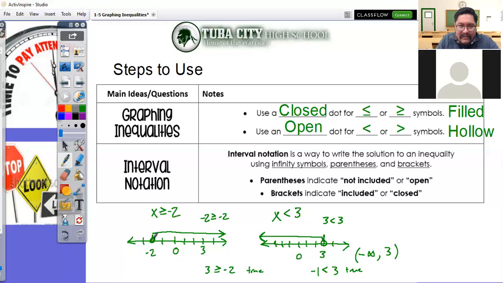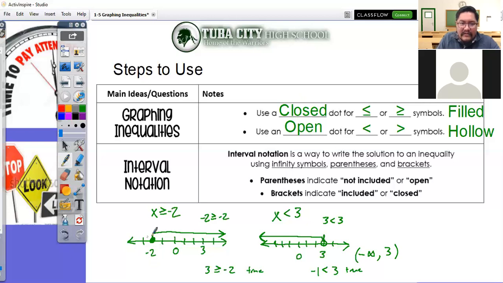In this case, we have the or equal to. So again, it depends on what kind of inequality you have. If you have the less than or equal to or the greater than or equal to, you're going to use a filled circle, which again is the closed circle. And if you use those, you're going to have to use the bracket.